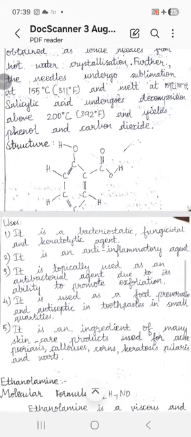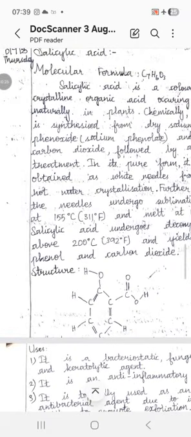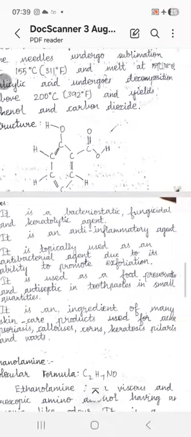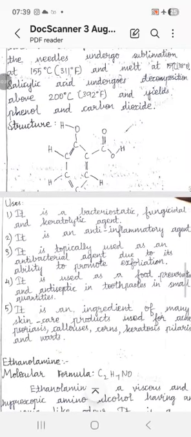Next, uses of salicylic acid. It is a bacteriostatic, fungicidal, and keratolytic agent. It is an anti-inflammatory agent. It is topically used as an antibacterial agent due to its ability to promote exfoliation.